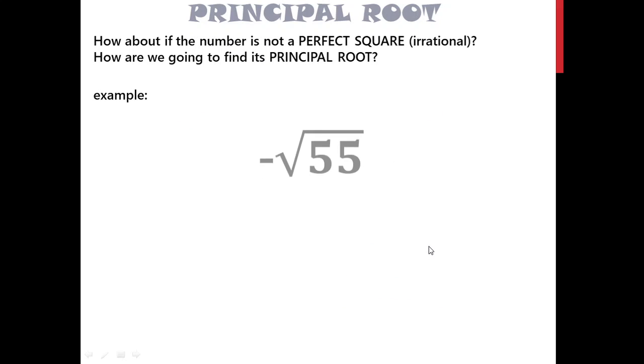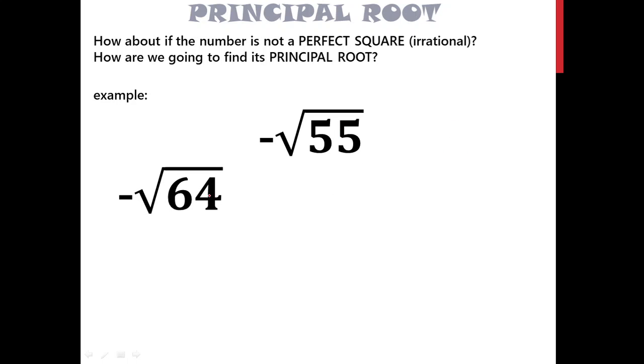Okay, let's have another example. We have here negative square root of 55. So disregard first the negative sign. Let's try to check if square root of 55 is a perfect square. Is it a perfect square based on the table that we have? No, square root of 55 is not a perfect square. So first step, we need to find the first perfect square before square root of 55 and after square root of 55. And that would be 64, which is 8 times 8.